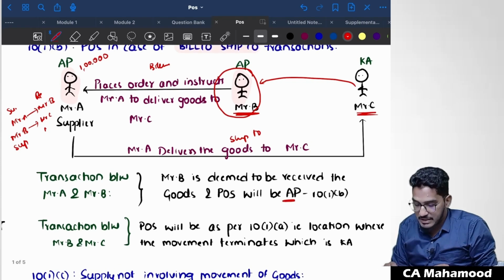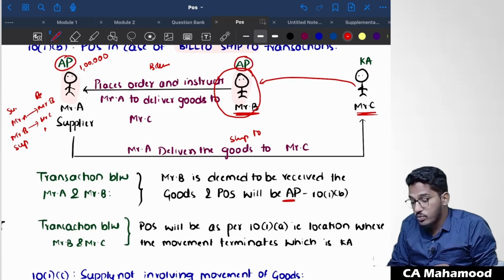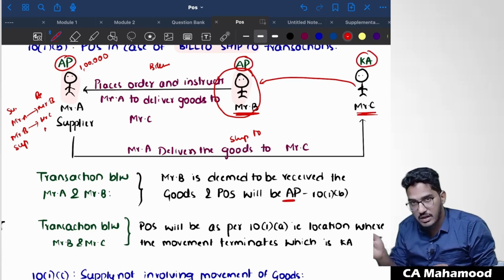So the location of Mr. B is AP. Take for example, the supplier is also from Andhra Pradesh, the recipient Mr. B is from Andhra Pradesh, whereas Mr. C, who is ultimately receiving the goods, belongs to Karnataka. Actually, the goods are received by Mr. C, but it is a special case.